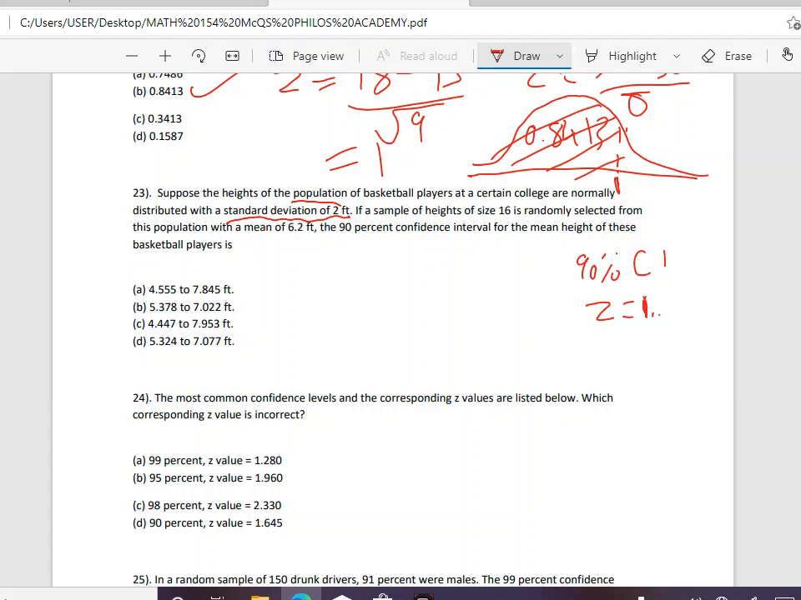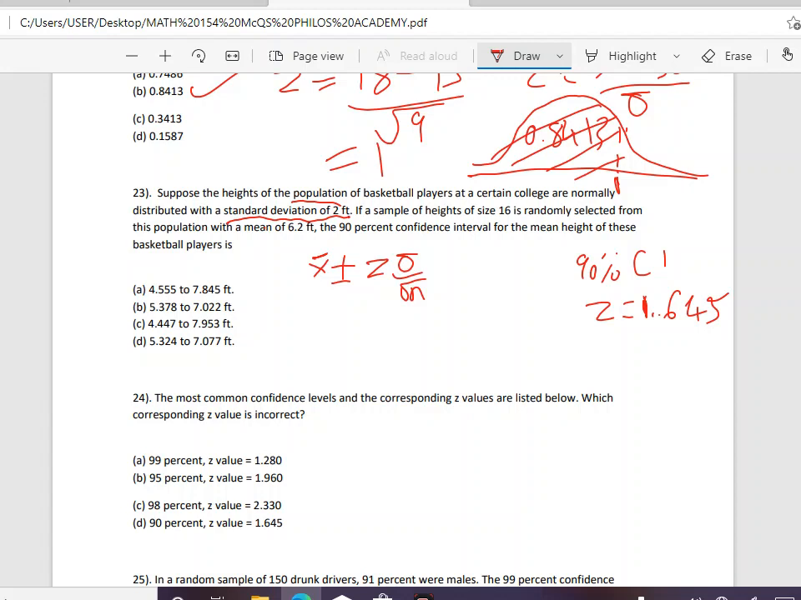Your Z score will be 1.645. You can also use 1.65, okay, or 1.645. Now, what's the formula for the confidence interval for Z? The formula says sample mean plus or minus Z multiplying standard deviation over root n, isn't it?